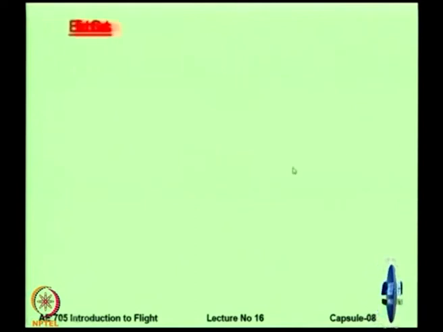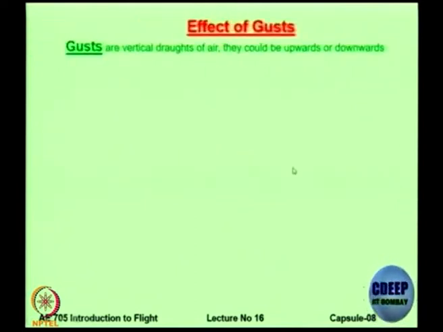Now we come to the last part about the V-n diagram, which is what happens when you have a gust. Gust basically means a disturbance of the wind. So these are drafts of air. They could be vertical, sideways, or inclined, with a cosine shape, sine shape, tan shape, whatever. Any disturbance: the aircraft is flying smoothly and suddenly you find a disturbance.